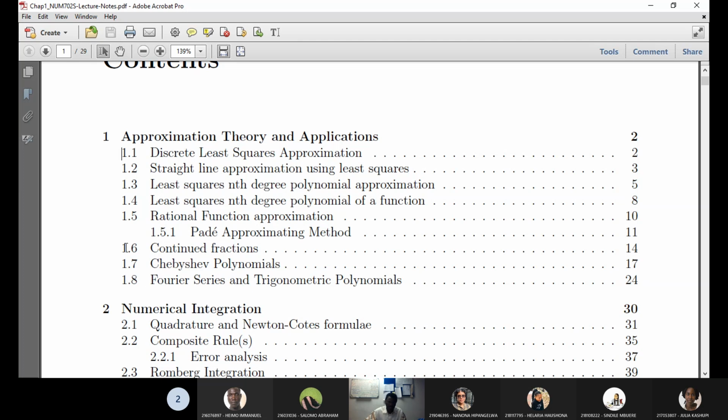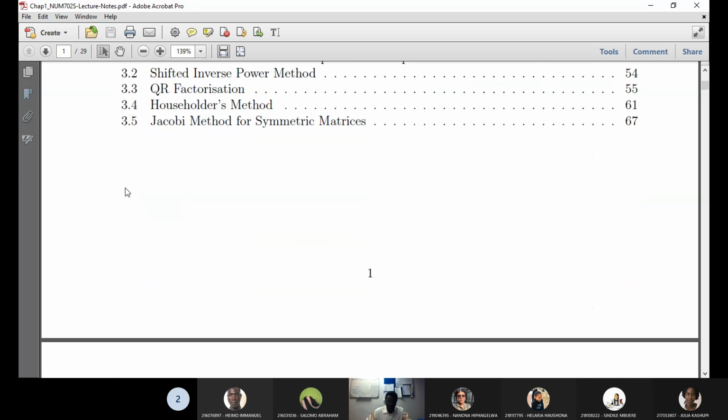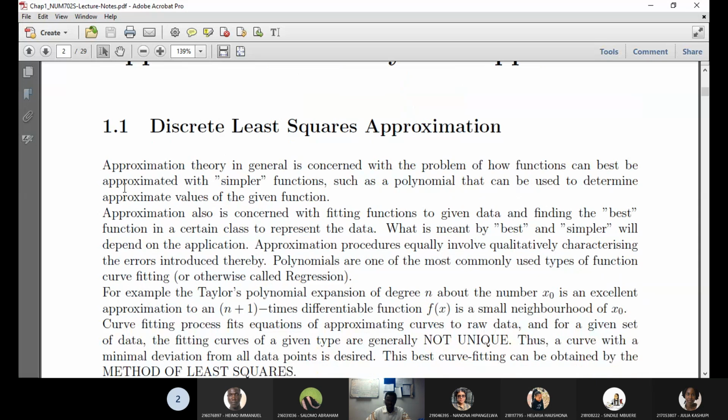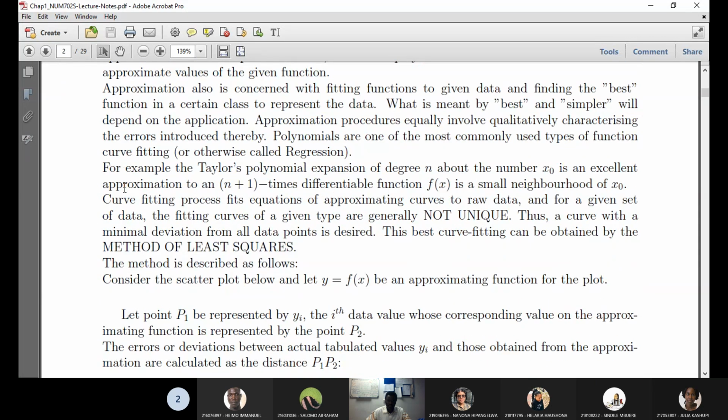So, roughly speaking, that's what we will cover under the umbrella of approximation theory. In application, we'll see how it is being used. As I mentioned, electrical engineering, digital signal processing, computer science, and the like. So now we can dive straight into the discrete least square method.